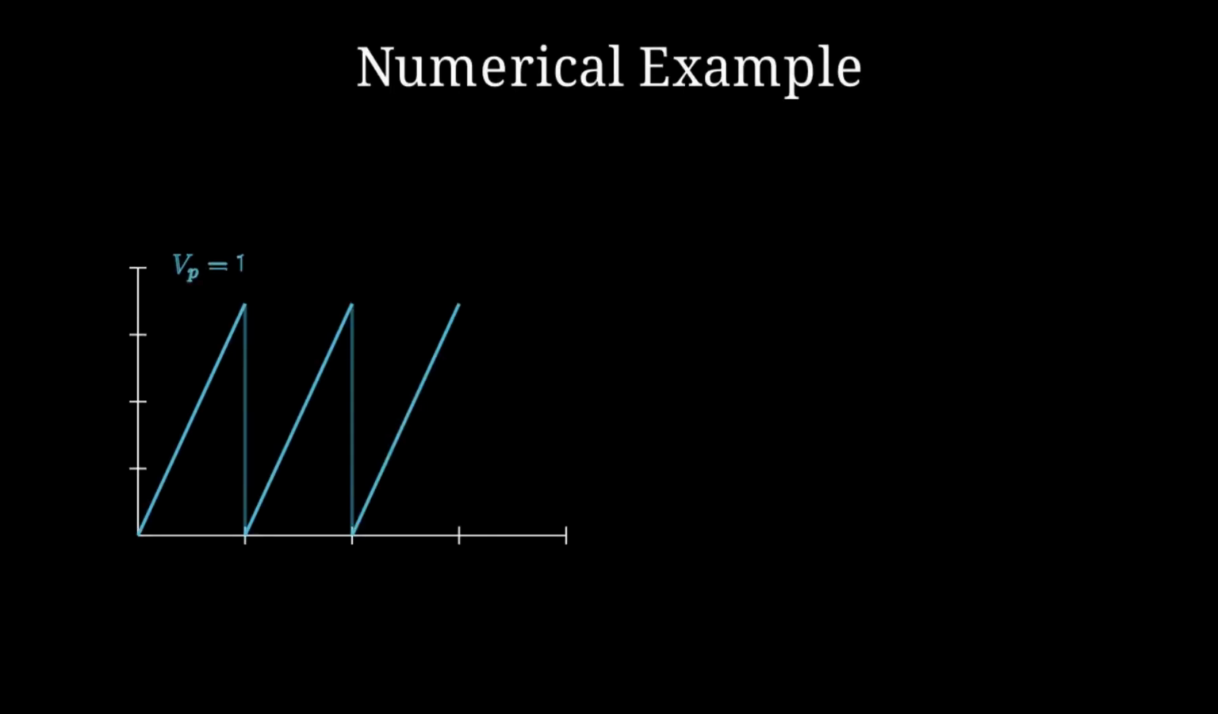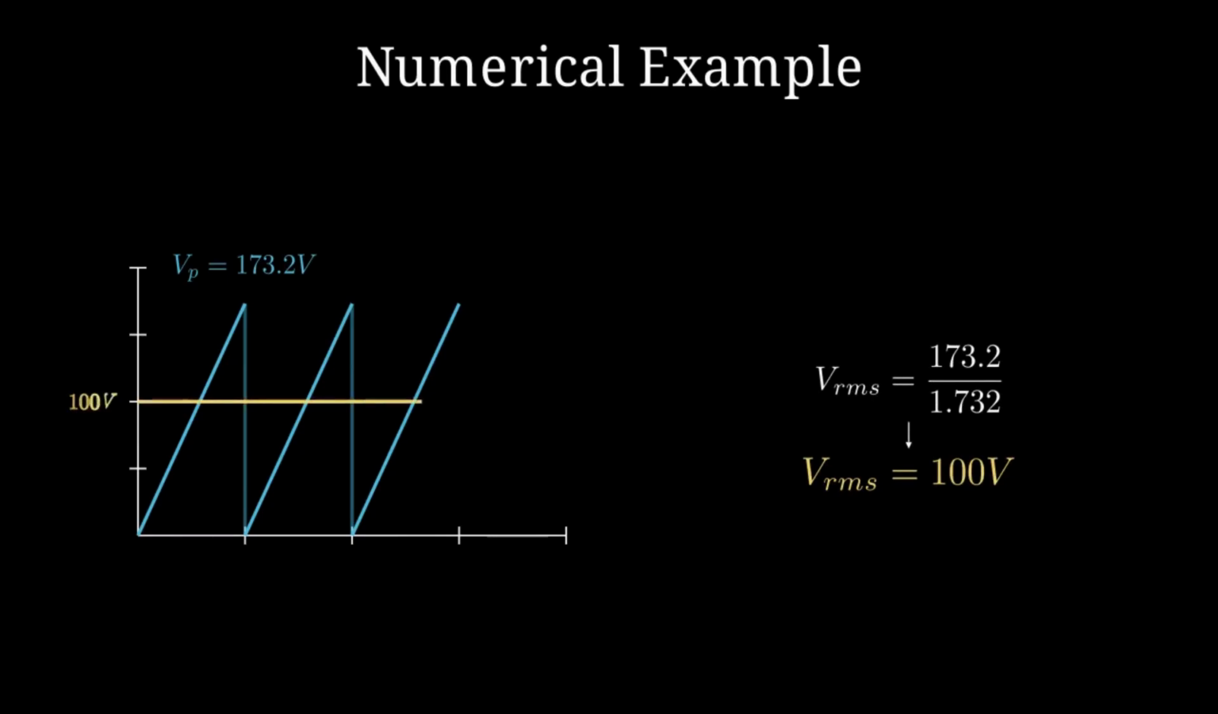Let's apply this to a real example. If we have a sawtooth wave with a peak of 173.2 volts, we divide by the square root of 3, which is approximately 1.732. The resulting effective voltage is exactly 100 volts RMS.